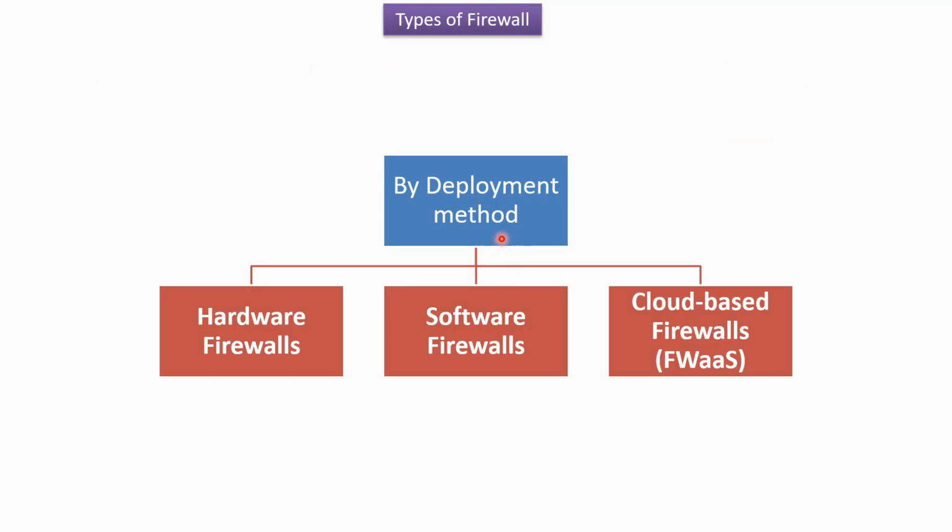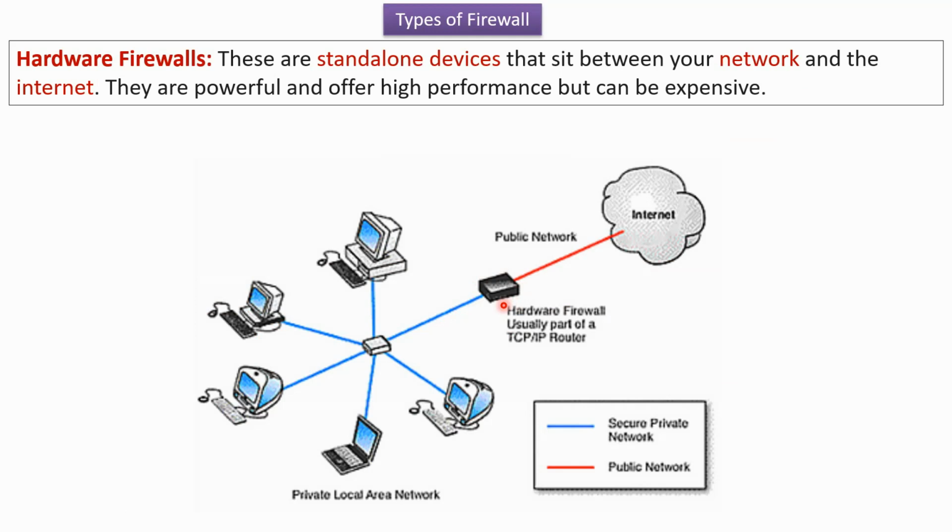By deployment method, there are three types of firewalls. First one is hardware firewalls, second one is software firewalls, third one is cloud-based firewalls. Here you can see hardware firewalls. Hardware firewalls are standalone devices that sit between your network and the internet. Hardware firewalls are powerful and offer high performance, but they can be expensive.